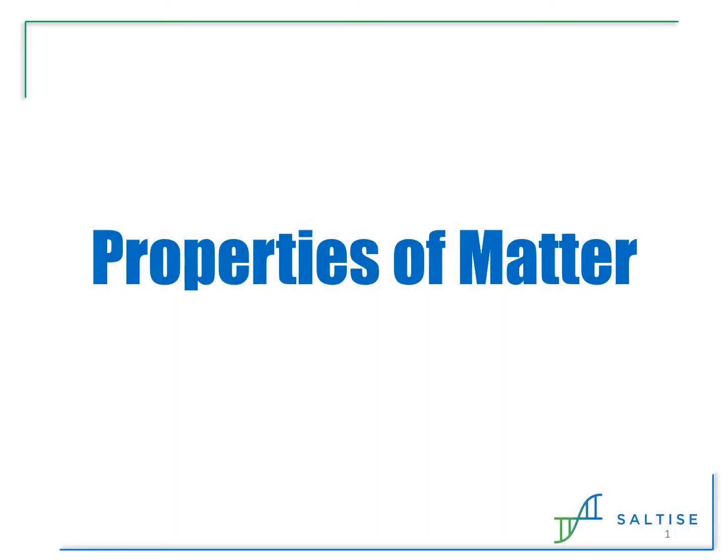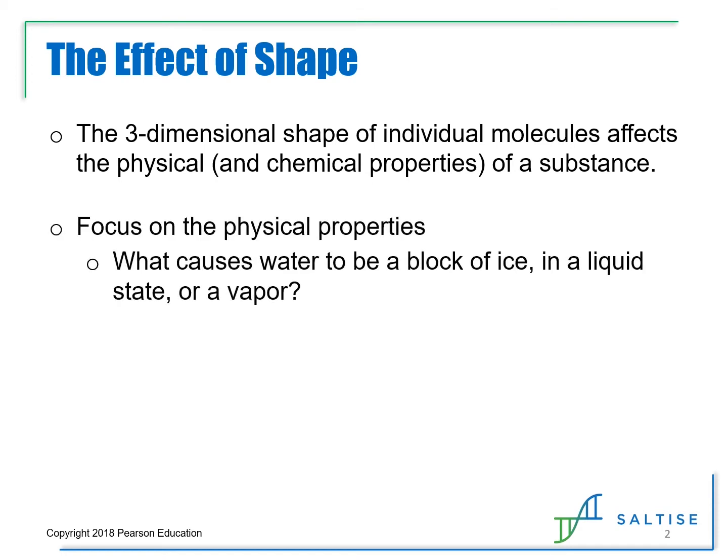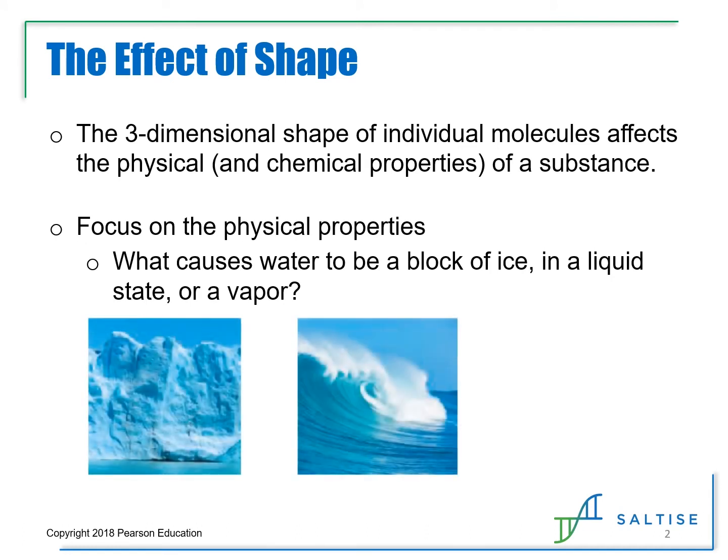In this module, we will look at the properties of matter. The three-dimensional shape of molecules affects the physical and chemical properties of a substance. Have you ever wondered what is happening at the molecular level when water is in the form of ice, liquid water, or water vapor? These are the three states in which water can exist at atmospheric pressure.